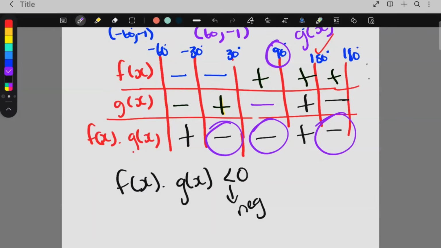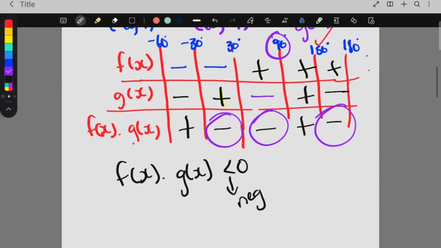So now I'm going to write my final answer down. The first negative is between negative 30 and 90. But I can't write the answer like this. I can't say it's between negative 30 and 90, because that would include this 30 over here, and there's no equal sign here. At 30, the y value is equal to 0. Because there's no equal sign in there, I can't write it as a whole interval. I have to break that interval up.